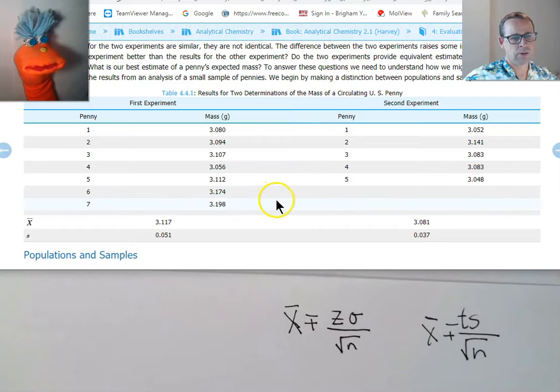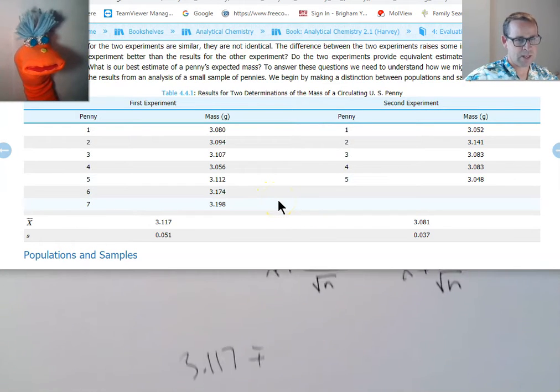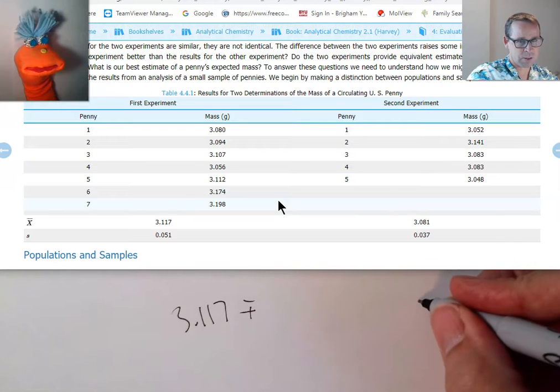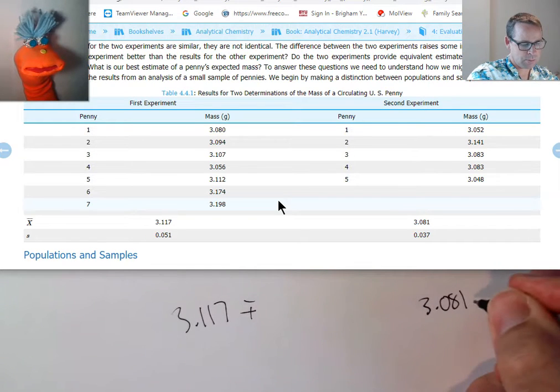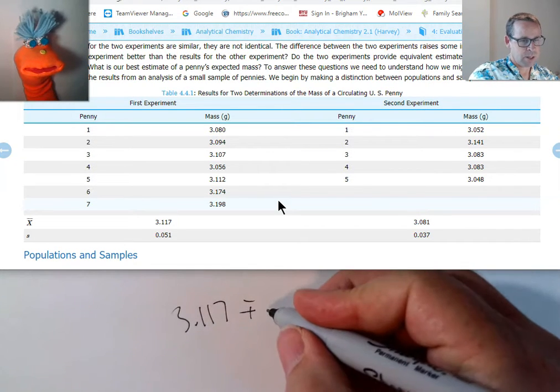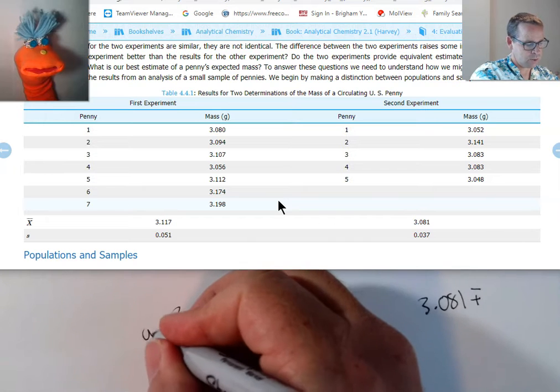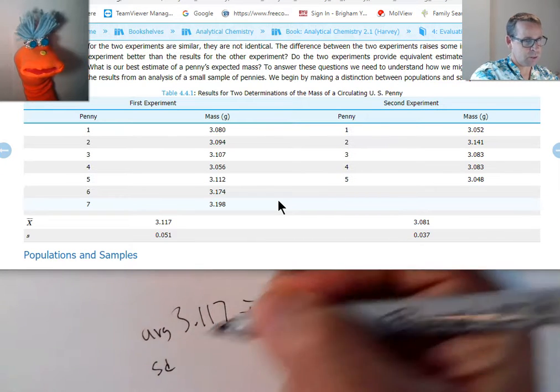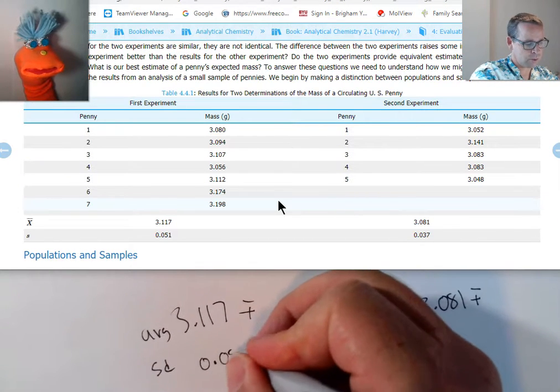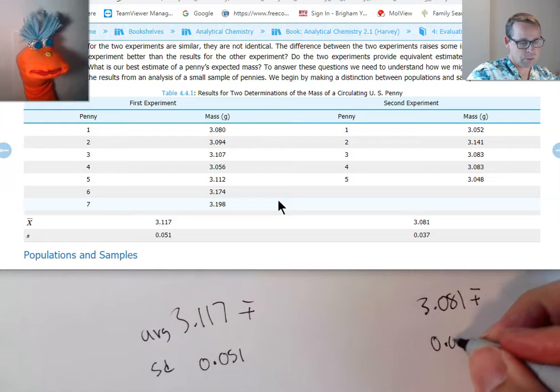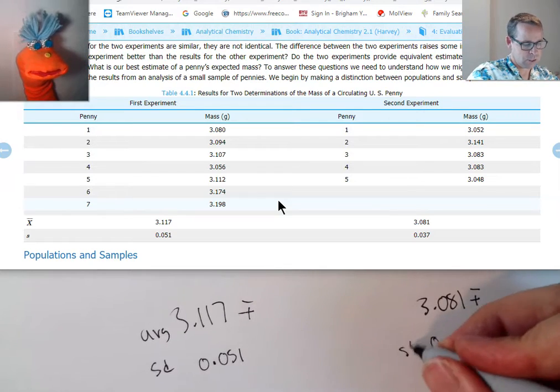All right, so I wrote these down. There's 3.117 plus or minus, and here's 3.081 plus or minus. This is the average. I'm going to write down the standard deviation below it: 0.051, and 0.037. This is our standard deviation.